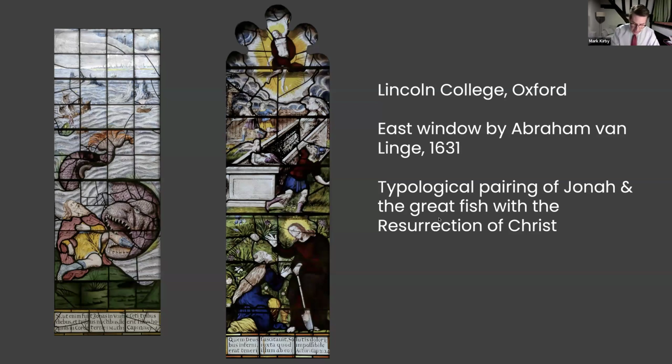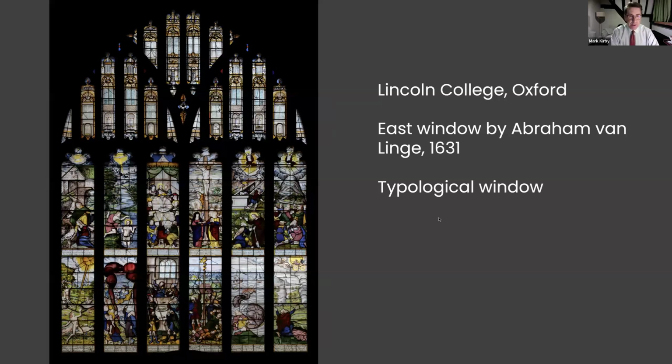In each of the typological panels in this window, there is also a scriptural text underneath to underscore the point that these images are acceptable for Protestant use, as they're derived directly from the Bible itself. And this gives us one of two forms of the basic structure of typological windows. We saw the other form at Hatfield House, where only the Old Testament scene is used.